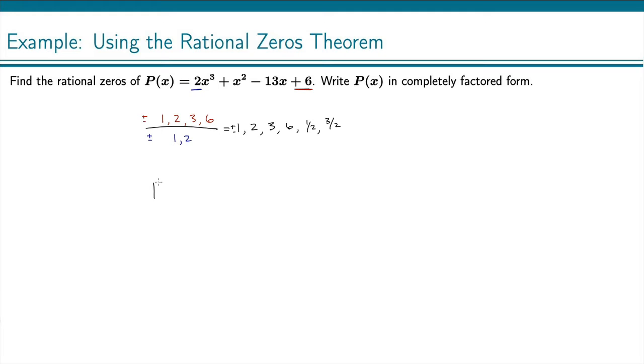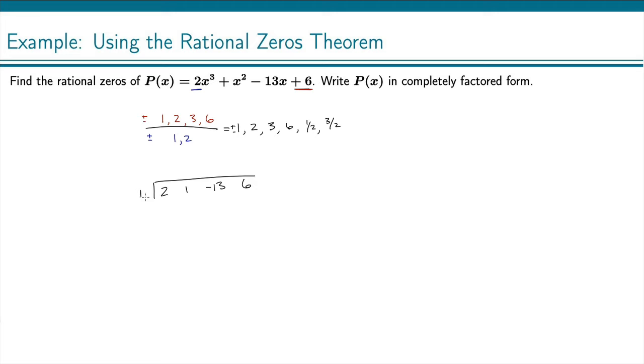And we do that usually with synthetic division. So we list our coefficients of our polynomial: 2, 1, negative 13, and 6. And then we start testing. And I like to start with my smaller numbers here. So I'll start with a 1. And I don't like fractions. I like to kind of avoid fractions if I can.